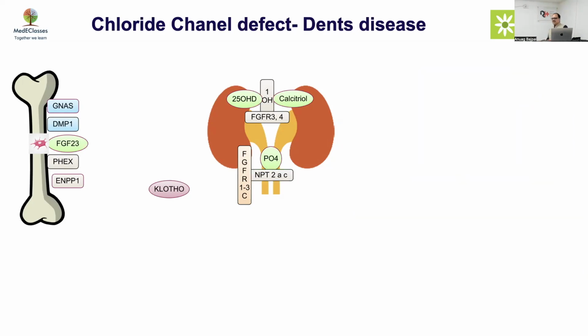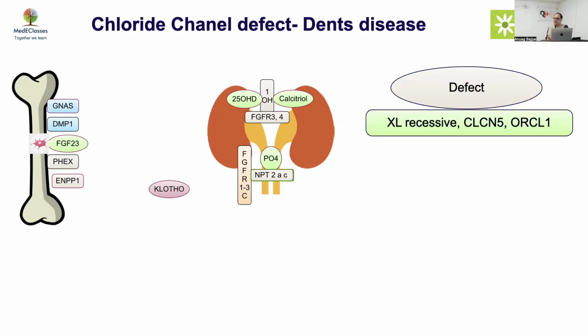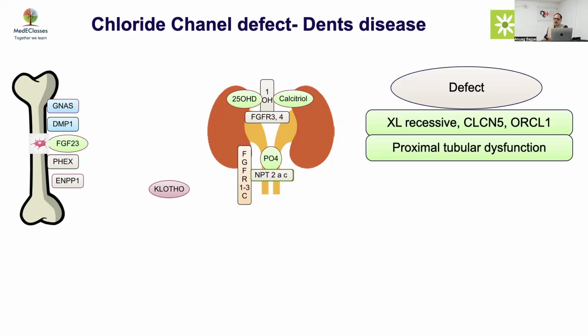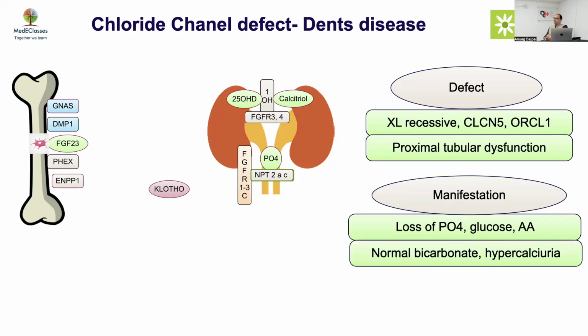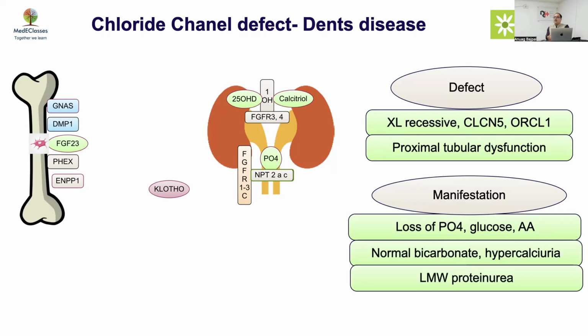Now, Dent disease is an important form of tubulopathy, which is because of a chloride channel defect. In Dent disease, basically what is happening is it is an X-linked disorder because of a CLCN5 chloride channel. You have a proximal dysfunction. Manifestations are like Fanconi, hypophosphatemia, aminoaciduria, glucosuria, but bicarbonate is not very low, and hypercalciuria is there. So it's a mixture of, you can say, proximal and distal RTA. See, proximal RTA is causing hypophosphatemia, glucosuria, aminoaciduria. Distal RTA is causing hypercalciuria.